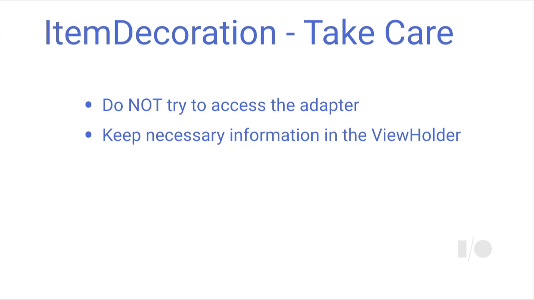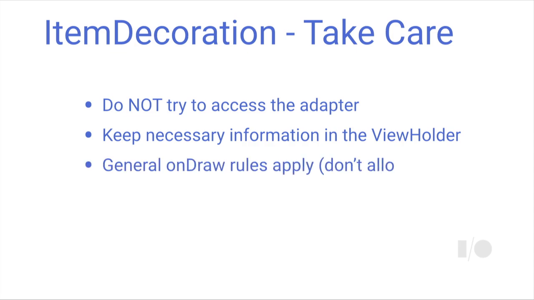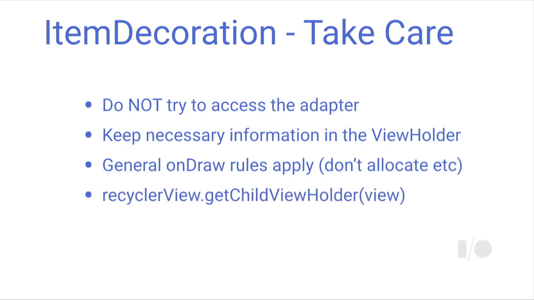The item decoration can access the ViewHolder at will because the ViewHolder is data about what's being displayed on screen right now. And again, the general rules around drawing apply. This is a pretty hot code path. Ideally, this is being called 60 frames per second if everything's going right. So try not to allocate memory, do anything too expensive, and so on. You can always go ahead and use the RecyclerView getChildViewHolder method to get the ViewHolder for a particular child view that's attached to the RecyclerView at the time.